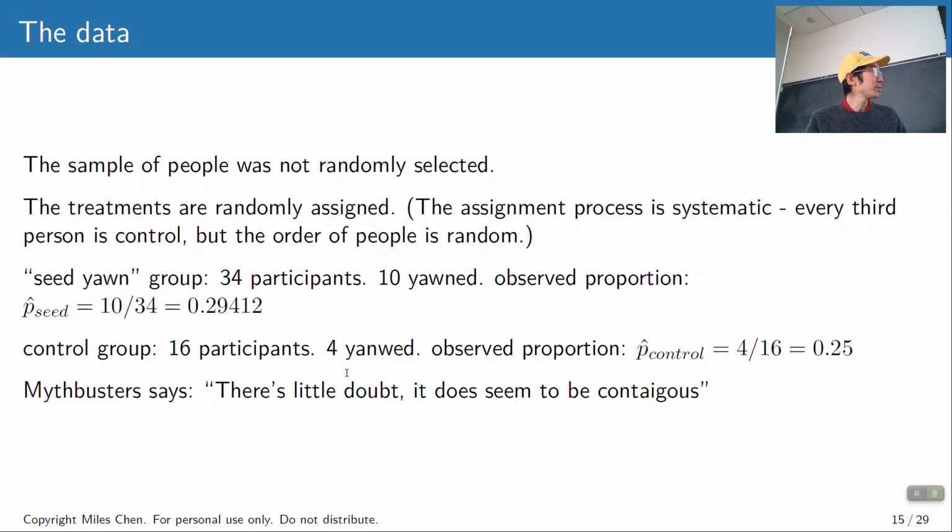Okay. But anyway, before I go on, what do you guys think? 29% versus 25%, does that seem to be statistically significant? Could it have been the result of random chance? Maybe. All right, so what we're going to do is a randomization test to see what kind of results we can get by randomization.